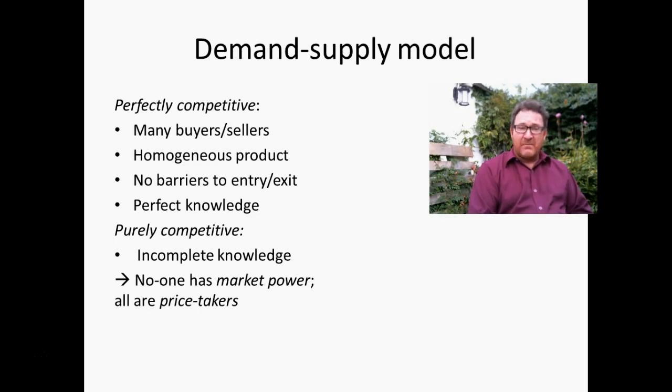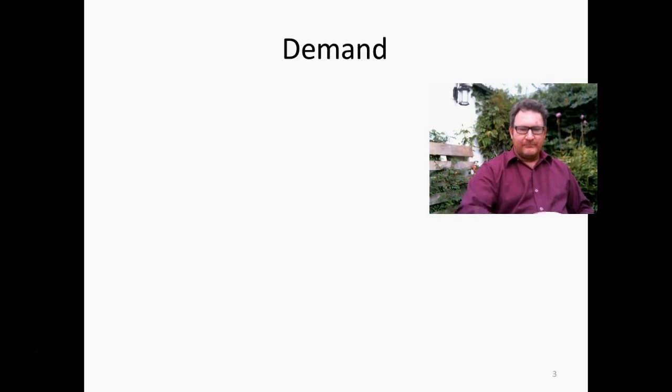But in the end, we would say that in both cases, whether we're talking about a perfectly competitive market or a purely competitive market, the buyers and the sellers, crucially, have no market power. That is, they are price takers. As individuals, they are price takers. They simply accept whatever the market price is. They don't have the capacity to alter the market price to their own advantage. That is, they have no market power.